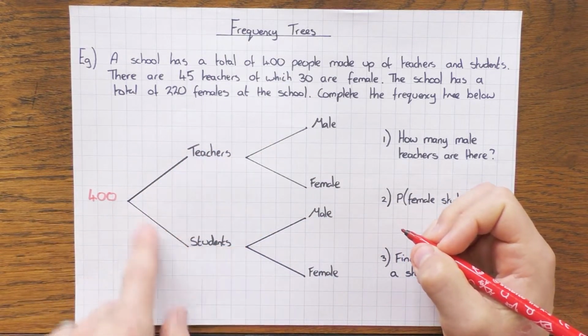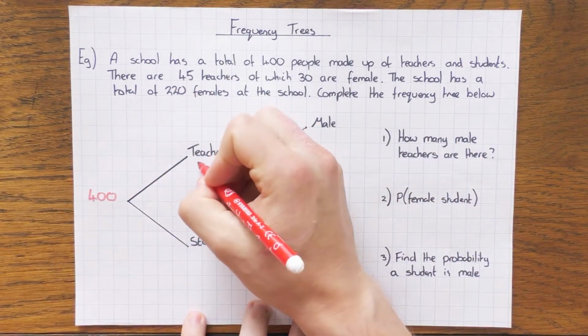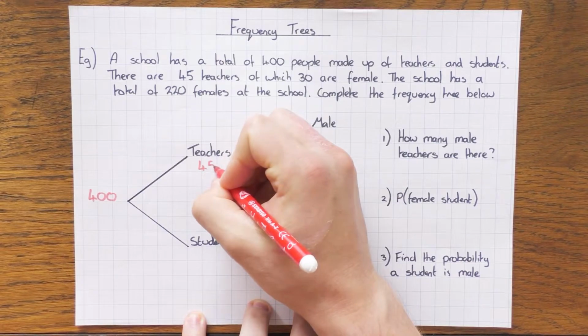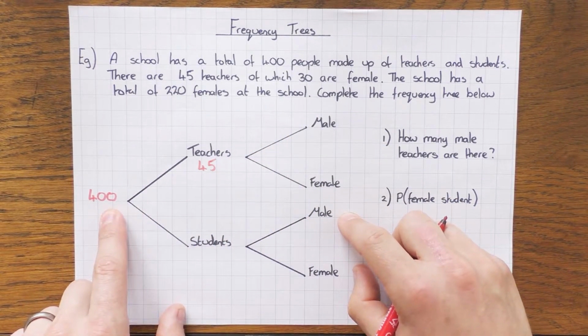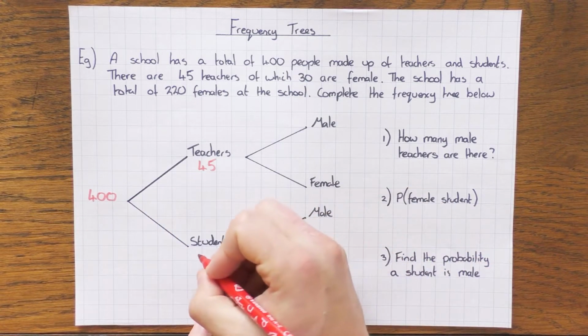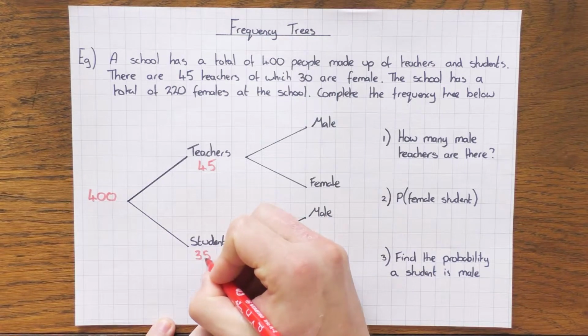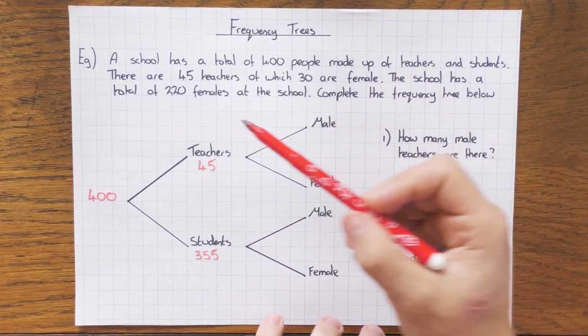Okay, of teachers and students. They've done that bit for me. Lovely. There are 45 teachers. So straight away, if I know there's 45 teachers and there's 400 in total, I can just do 400 take away 45, which will leave me with 355 students. Okay, so I've done the first bit.